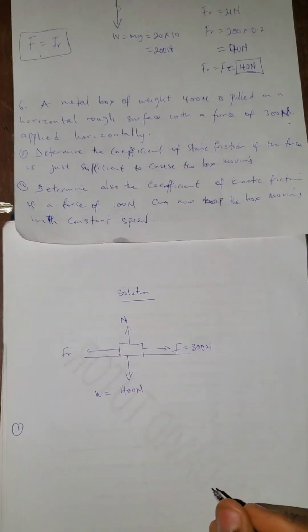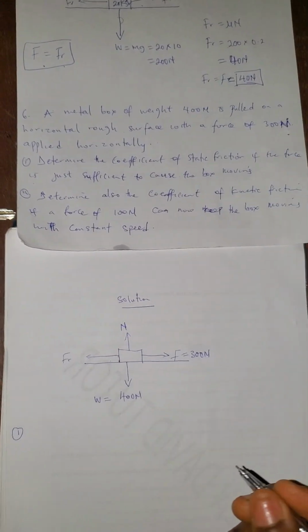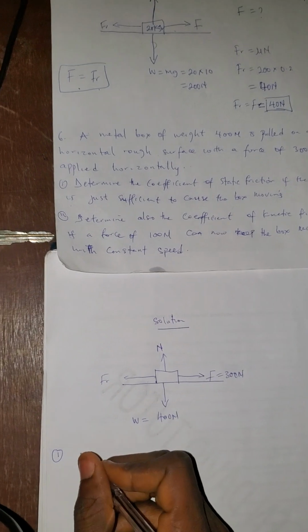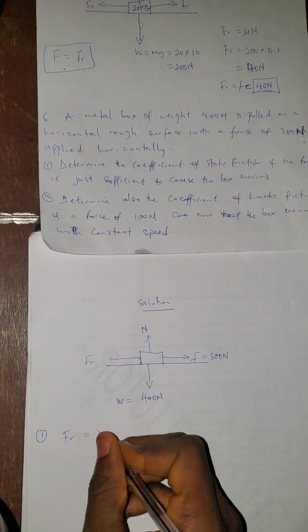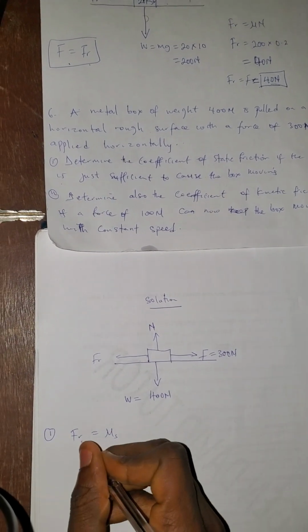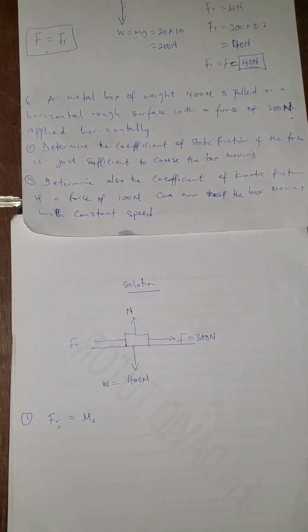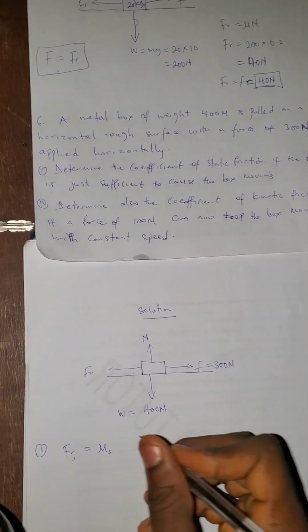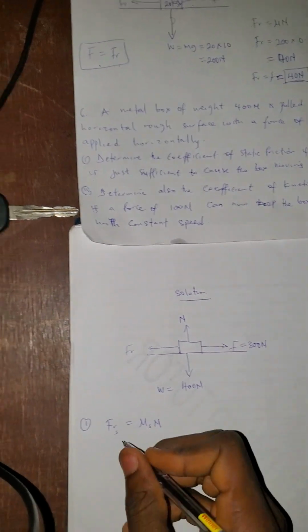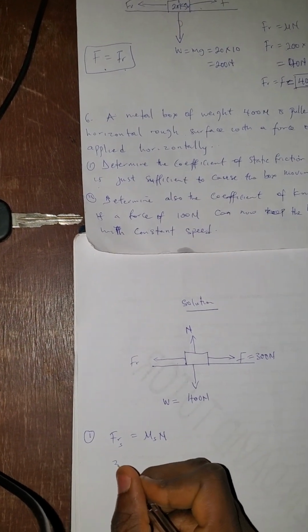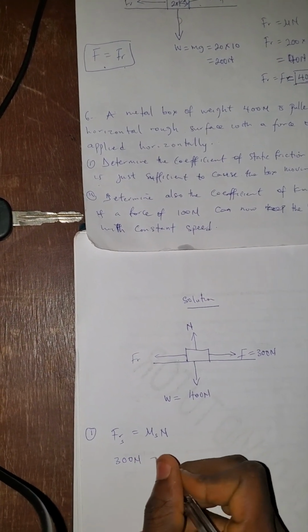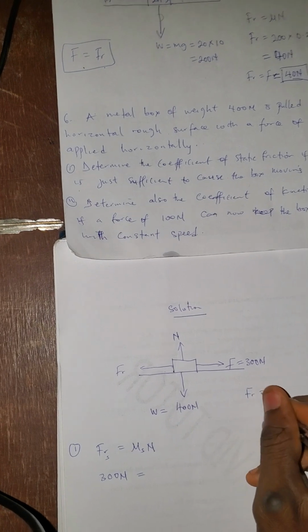The coefficient of the static friction is just enough to cause the box to move. Now the frictional force of the static friction is equal to the coefficient of the static friction multiplied by the normal reaction. And our Fr will be 300 Newton.